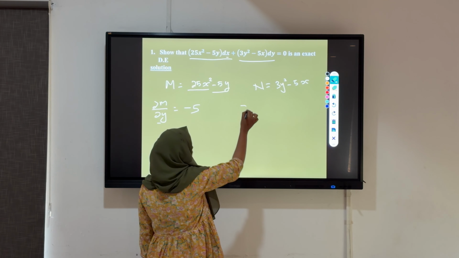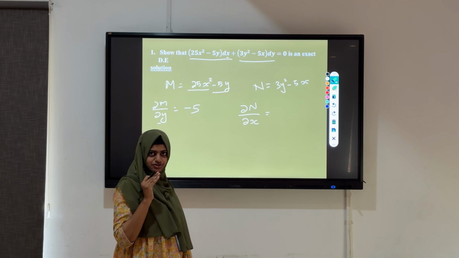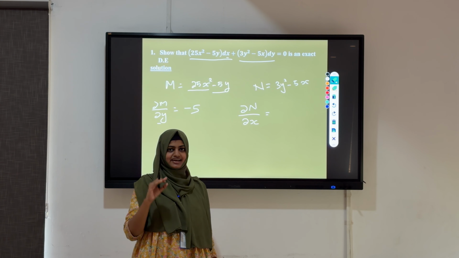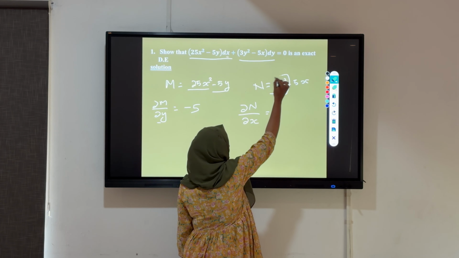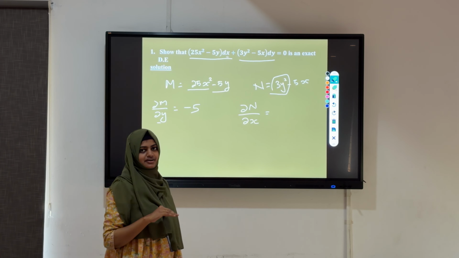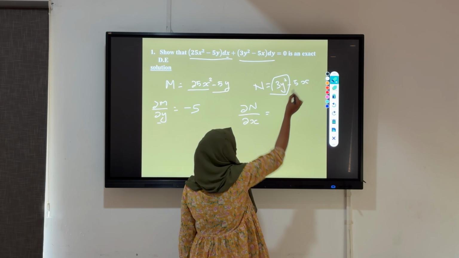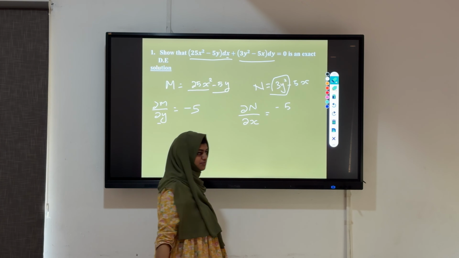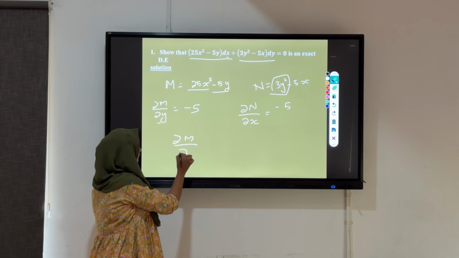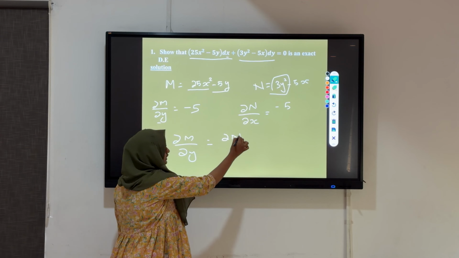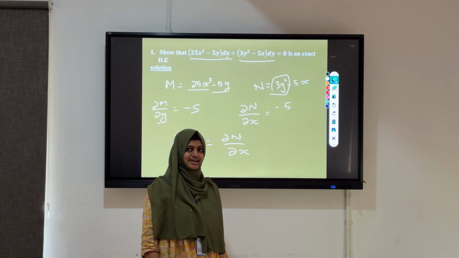Here dou N by dou x, the partial derivative of N with respect to x. The other variable y is considered as a constant. Here 3y square is a constant, so its derivative with respect to x is 0. Here minus 5x, its partial derivative with respect to x is minus 5. Here dou M by dou y equal to dou N by dou x. That means the differential equation is exact.